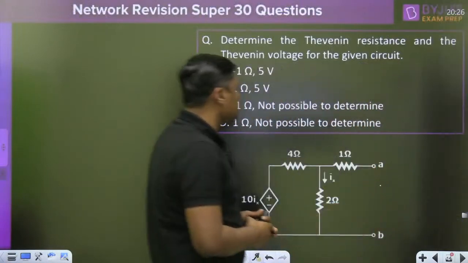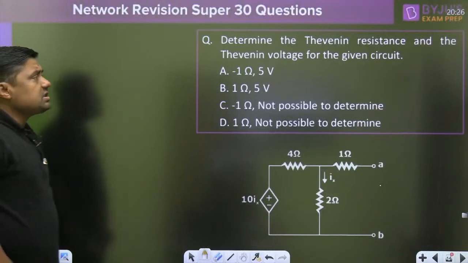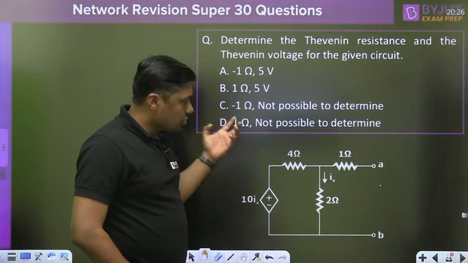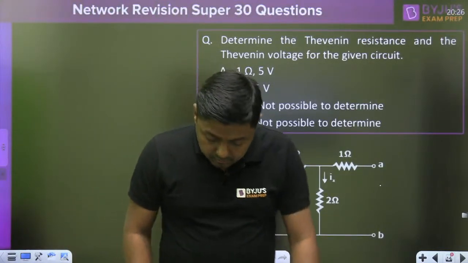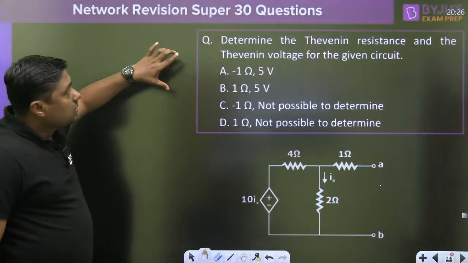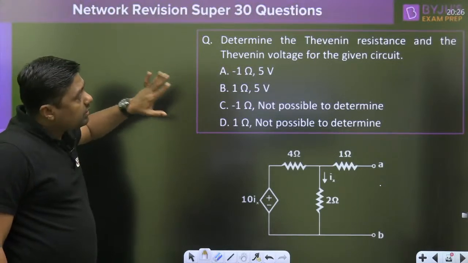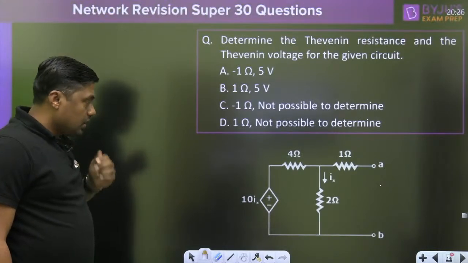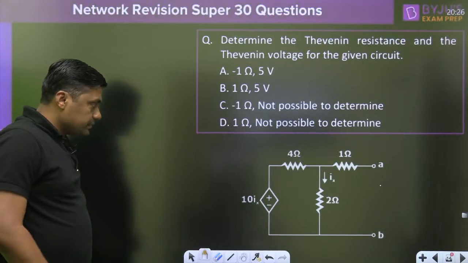Now what will be the answer for this question? Determine the Thevenin's resistance and the Thevenin's voltage for the given circuit. Determine, right. Now, determine the Thevenin's resistance and Thevenin's voltage for the given circuit. Okay, what will be the answer for this particular question?